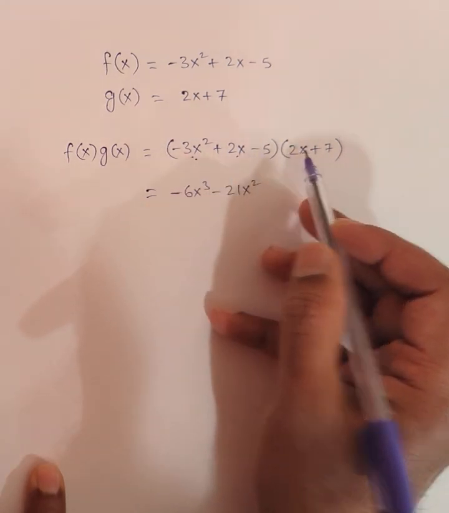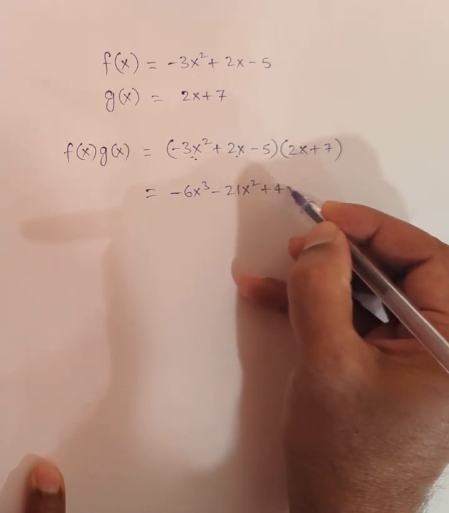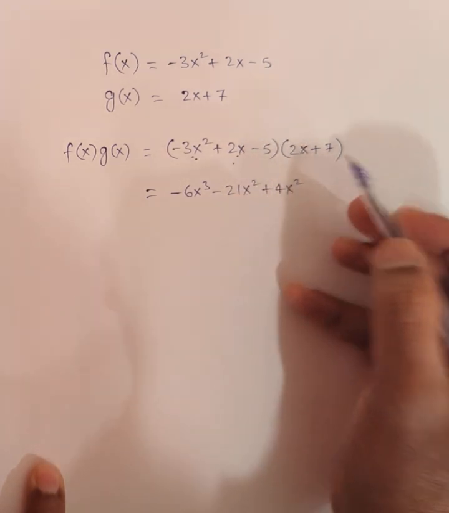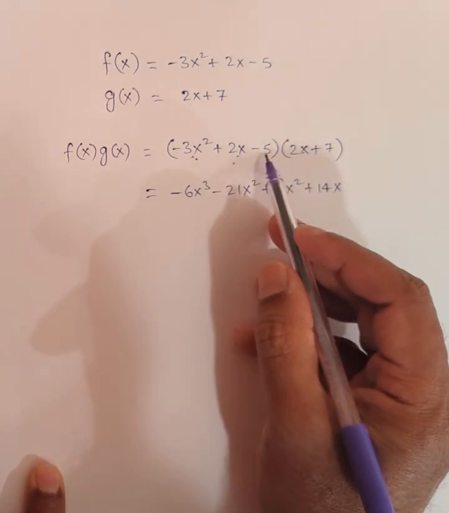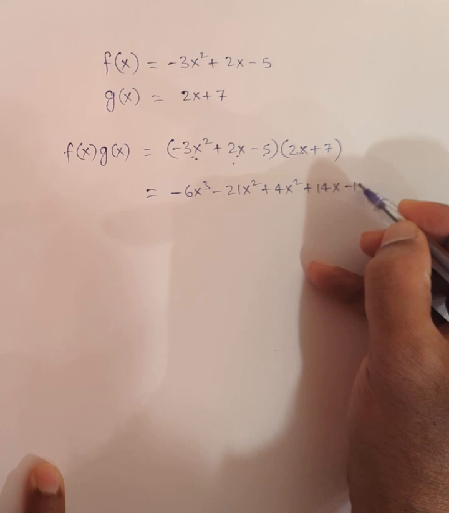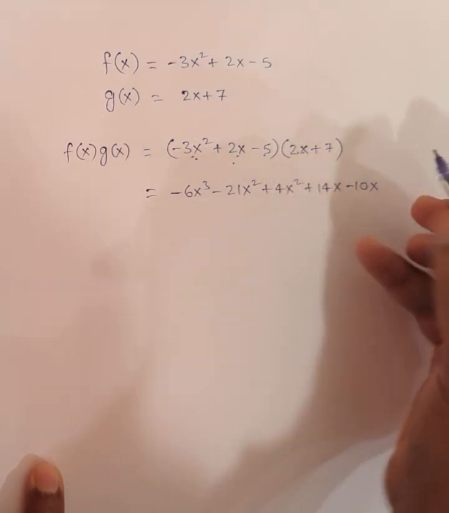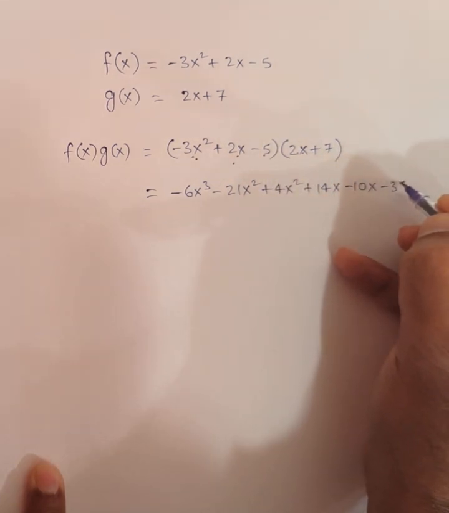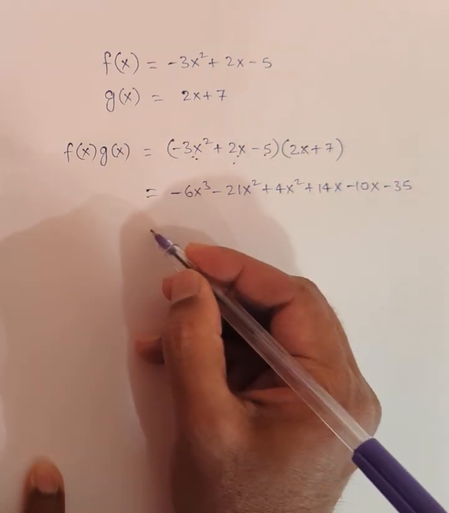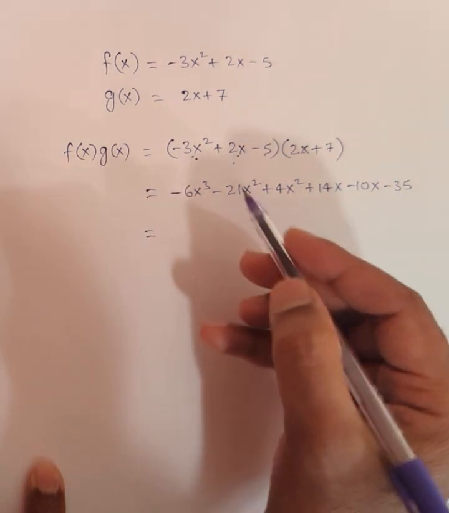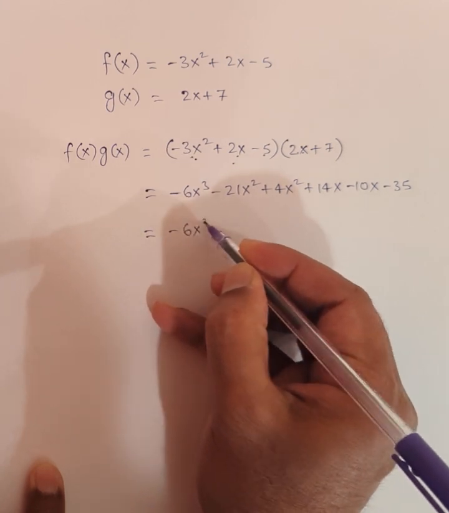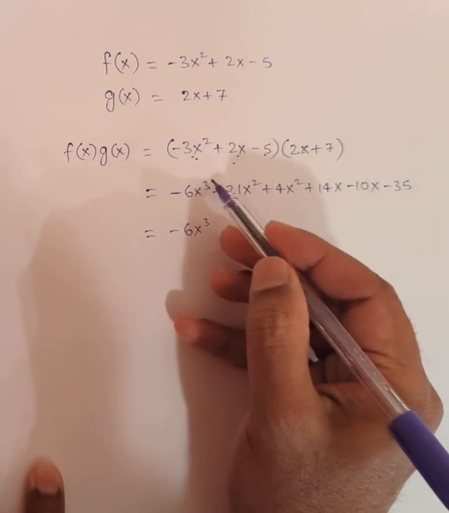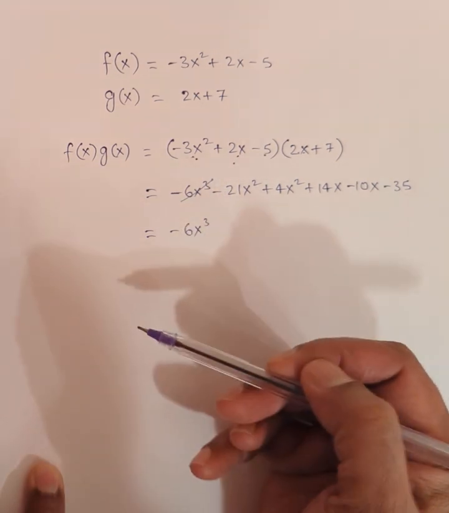2x times 2x is 4x squared. 2x times 7 is 14x. Now I'm done with that. Negative 5 times 2 is negative 10x. Negative 5 times 7 is negative 35. Now I have multiplied. It's now time to combine like terms. This is the only term that has x cubed in it. So I'm done with that. And let me go ahead and strike that out.